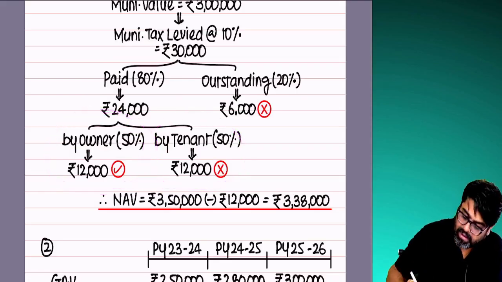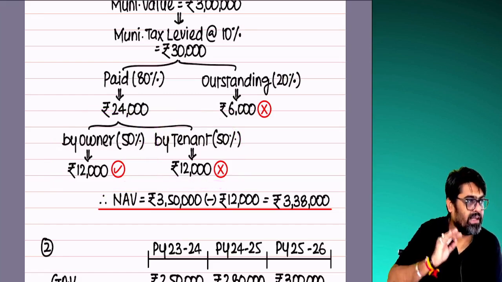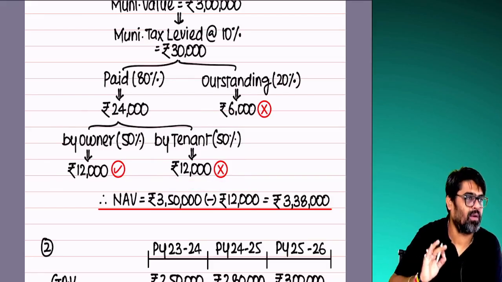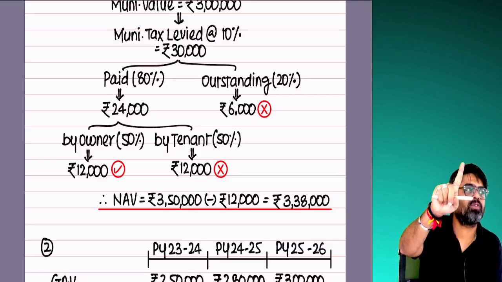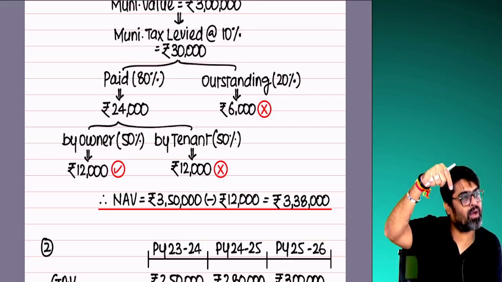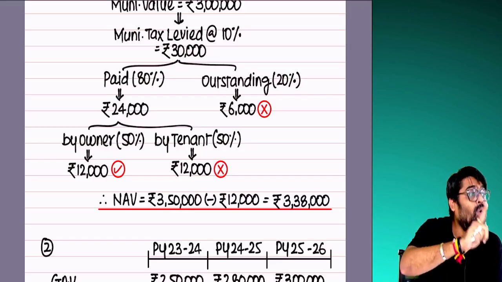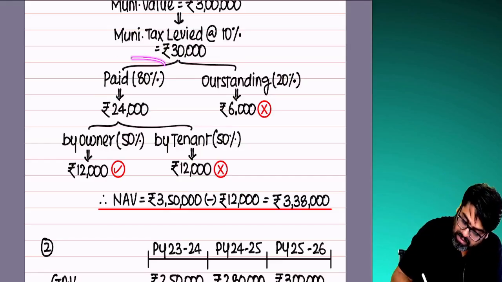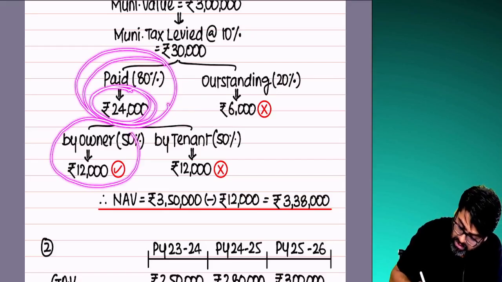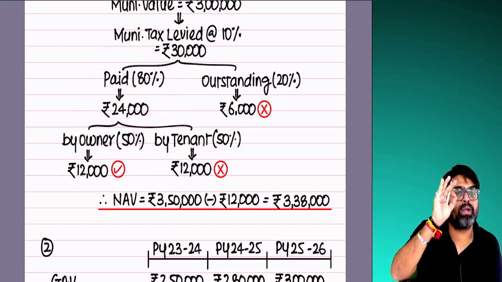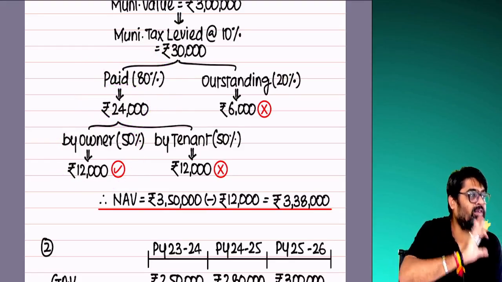See, even if this 12,000 is paid in this year, but is the owner paying it or the tenant paying it? Two conditions are important. The municipal taxes must be paid during your previous year and it must be paid by the owner. So, municipal tax paid in this year, and out of this only 12,000 is paid by the owner, only that amount will be allowed as a deduction in this year.